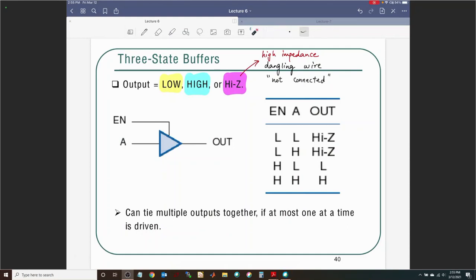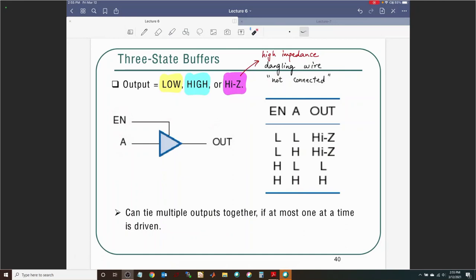This is actually implemented using an open collector gate, but we don't need to go into the details about that. Let's take a look at the symbol and the truth table of a tri-state buffer. It is called tri-state because it can be either in the low state, high state, or in the high impedance state, three states. You have an input A, you have an output out, and you also have an enable. Now, each of these is a binary variable, so either a 1 or a 0, but the output can be in the high impedance state as well.